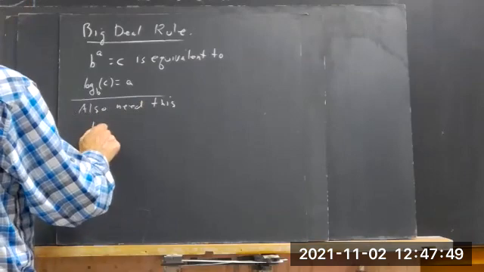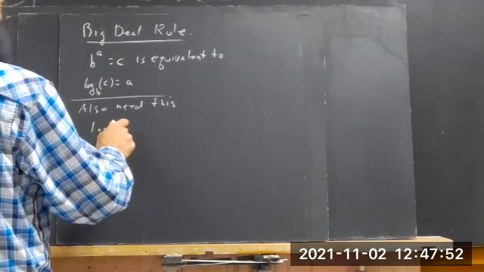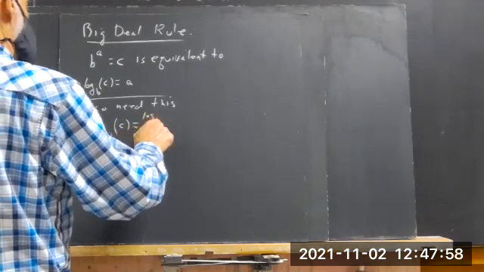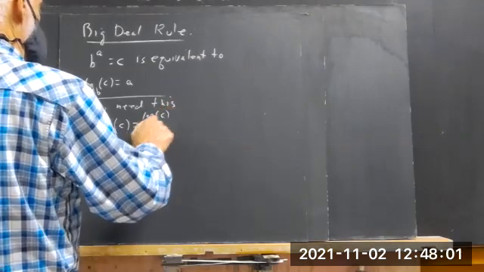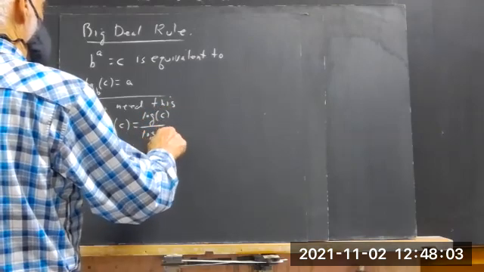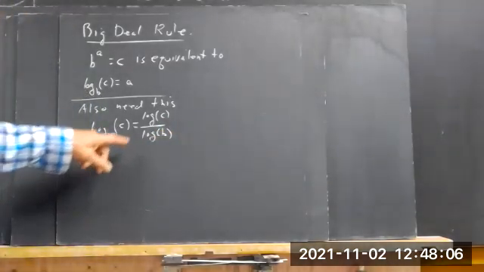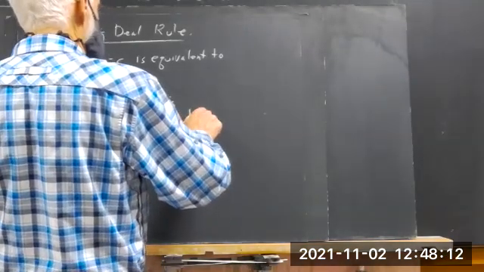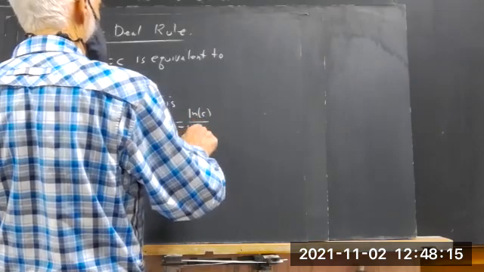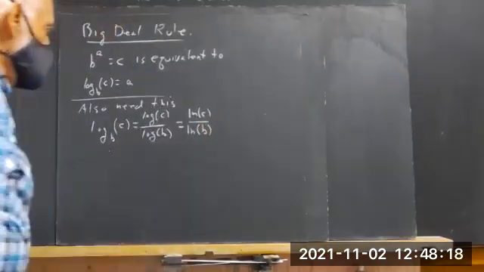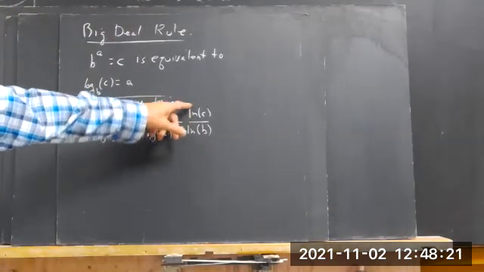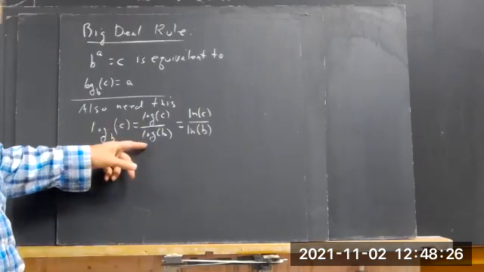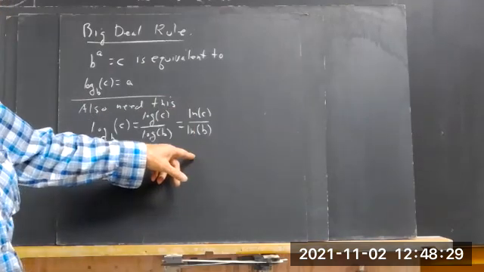You also need this rule. Log base b of c is just log of c over log of b, which is also equal to the natural log of c over the natural log of b. And your calculator has buttons for the log and the ln.